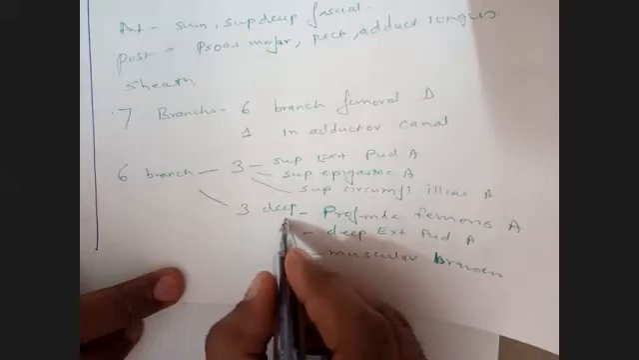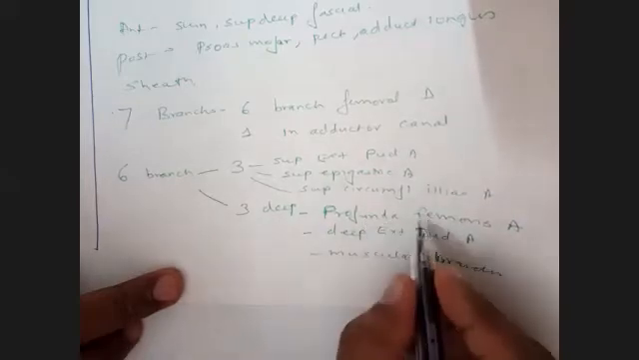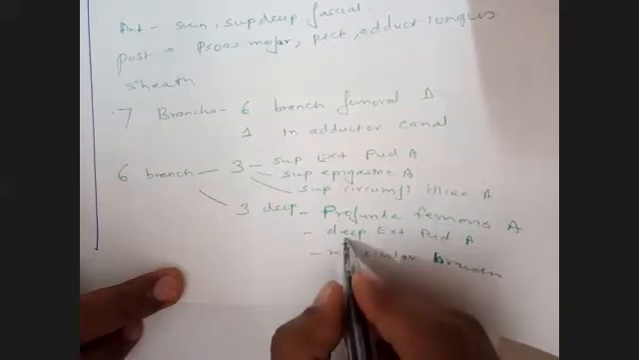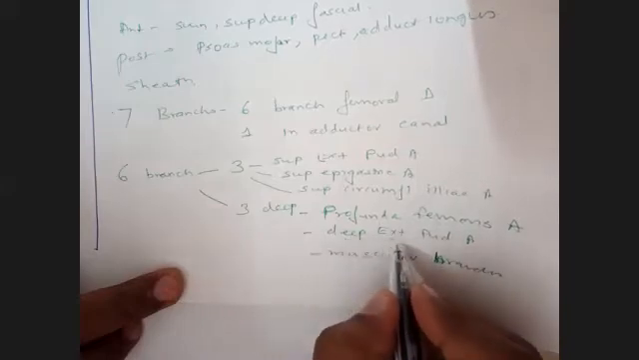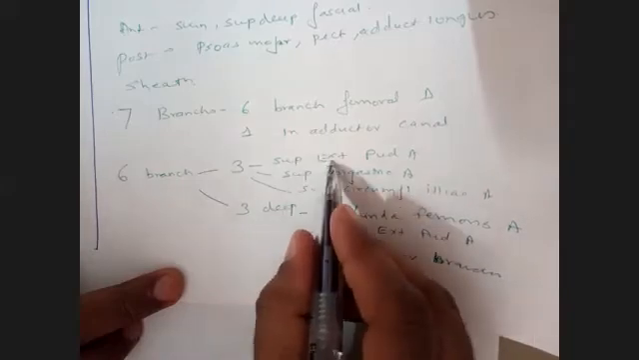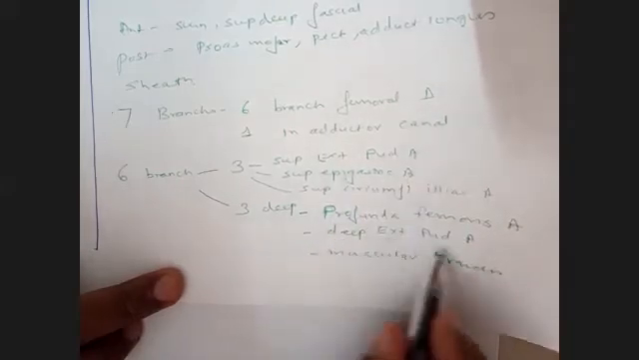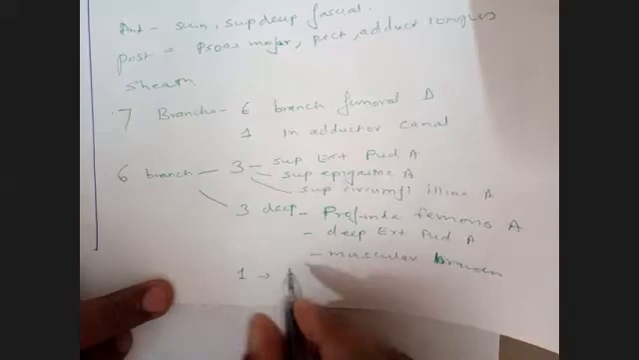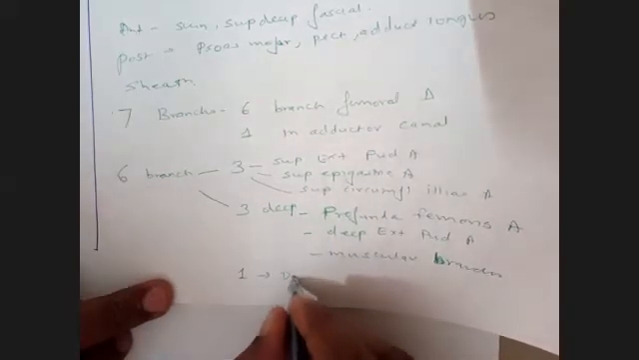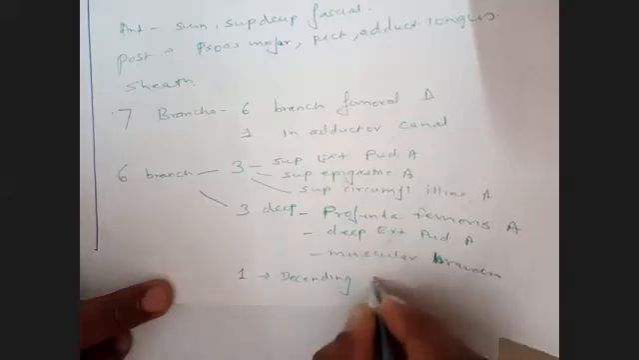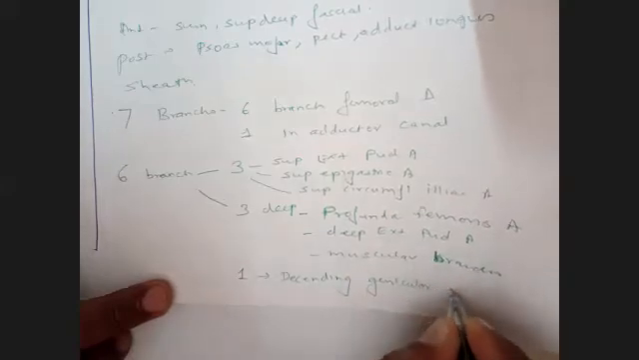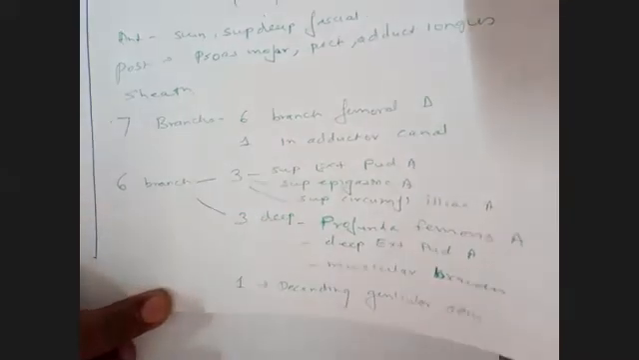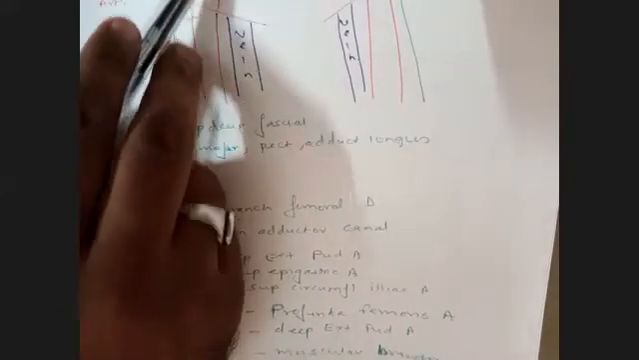There are 3 deep branches of the femoral artery. Profunda femoris artery. Profunda means deep. Then the deep external pudendal, as opposed to the superficial external pudendal, and muscular branches. And the 7th branch is given in the adductor canal, and the name of that branch is the descending genicular artery.